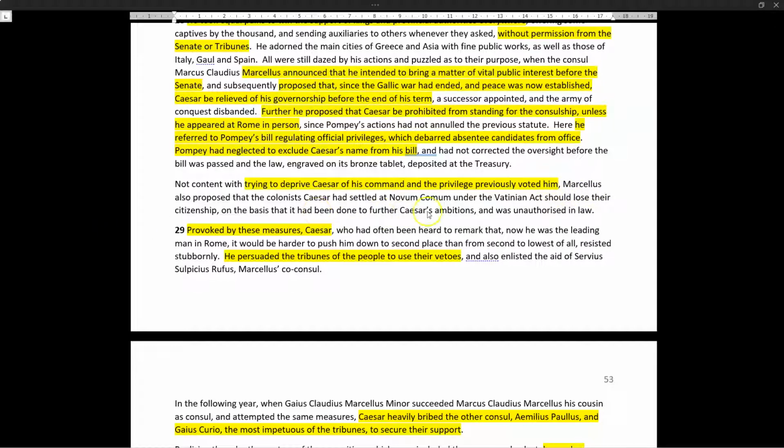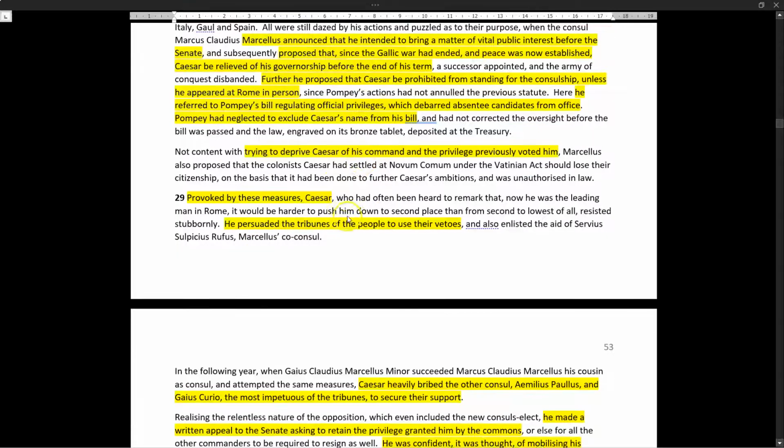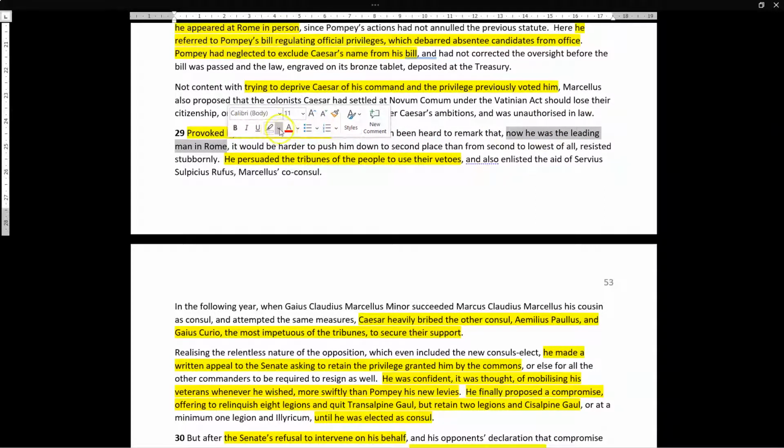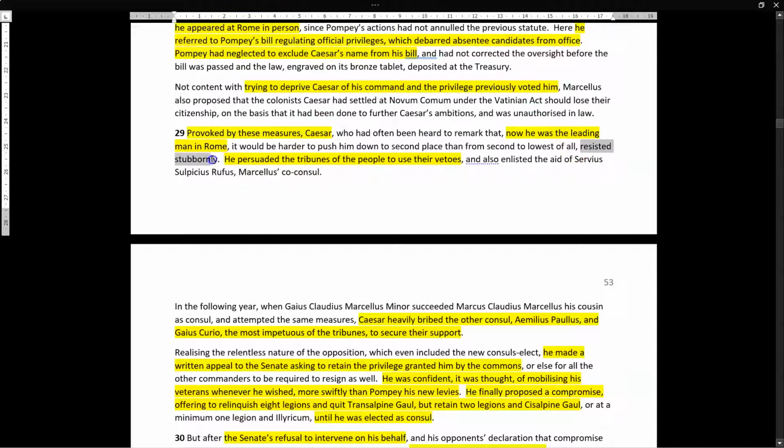Fine. So not content with trying to deprive Caesar of his command of privilege previously voted to him, Marcellus also then votes that some of the colonists that Caesar had set up lose their citizenship. So Caesar had extended citizenship to quite a lot of people in Gaul, and this annoyed the Senate quite a lot because he wasn't really meant to do that. So provoked by these measures, Caesar suggested he was now the leading man of Rome, which is probably true, to be fair to Suetonius, and basically then starts to resist it because he's pretty unhappy about the way he's being treated, kind of understandably.